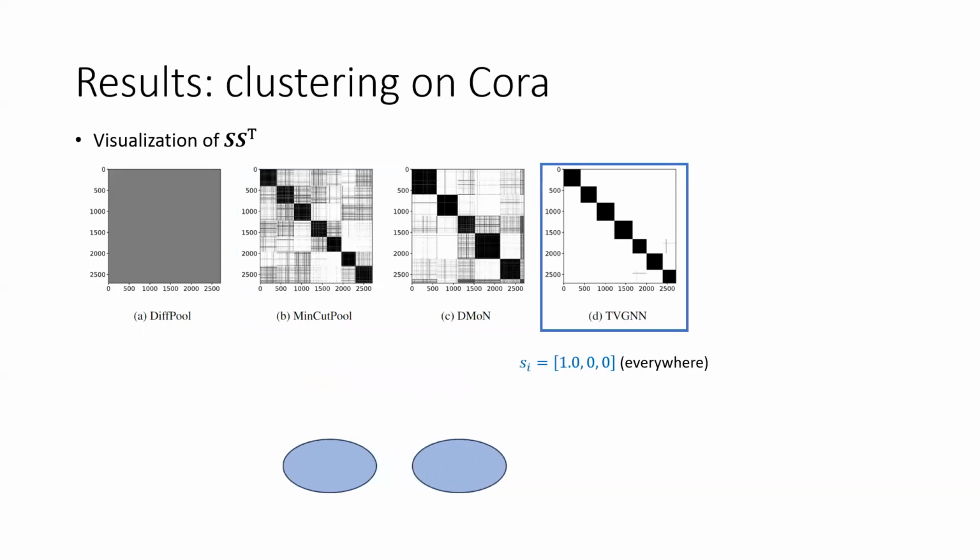Finally, the cluster assignments generated by TVGNN are very sharp everywhere, since all the off-diagonal entries in S S transpose are 0. This indicates that the clusters are well separated. As a remark, by looking at the number and size of the diagonal blocks, we can see that both MinCutPool and TVGNN identify 7 distinct clusters, which is the number of classes in Cora. On the other hand, DiffPool finds only 1 big cluster, and DMoN finds 6, but one of them is very small.